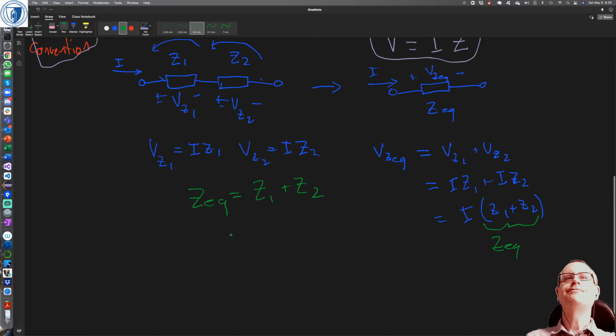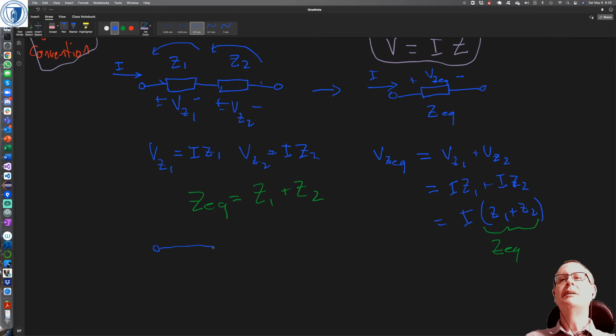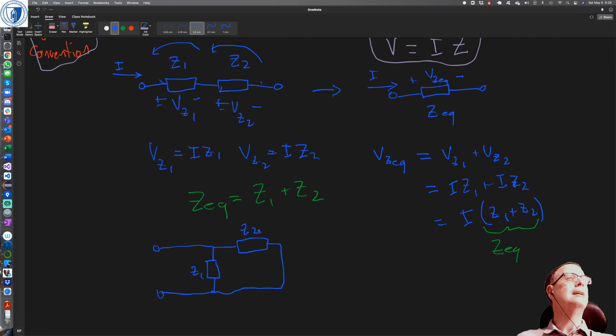Okay, let's talk about parallel. Right, so again we've got our impedances, and I'm going to be bold and not draw them physically parallel. Right, but believe it or not, those two, Z1 and Z2, are electrically in parallel.